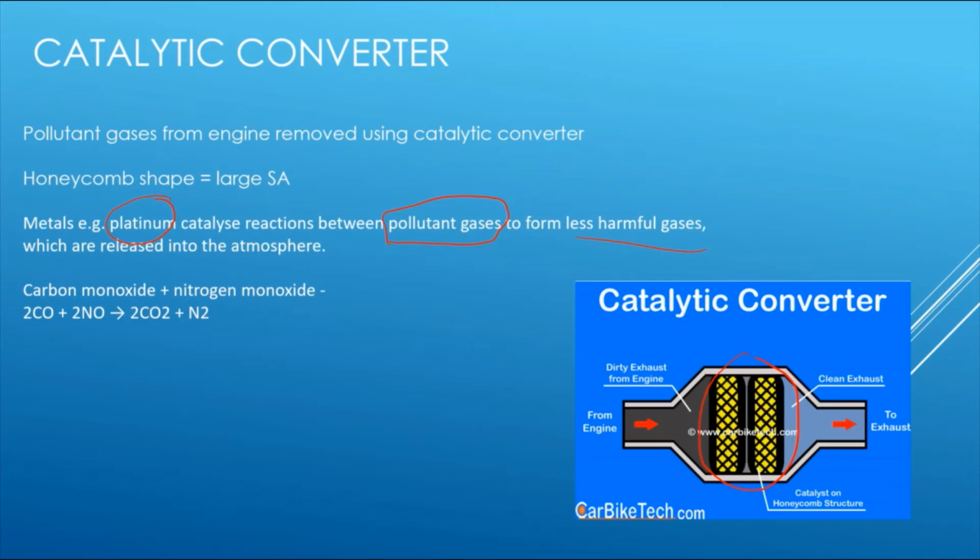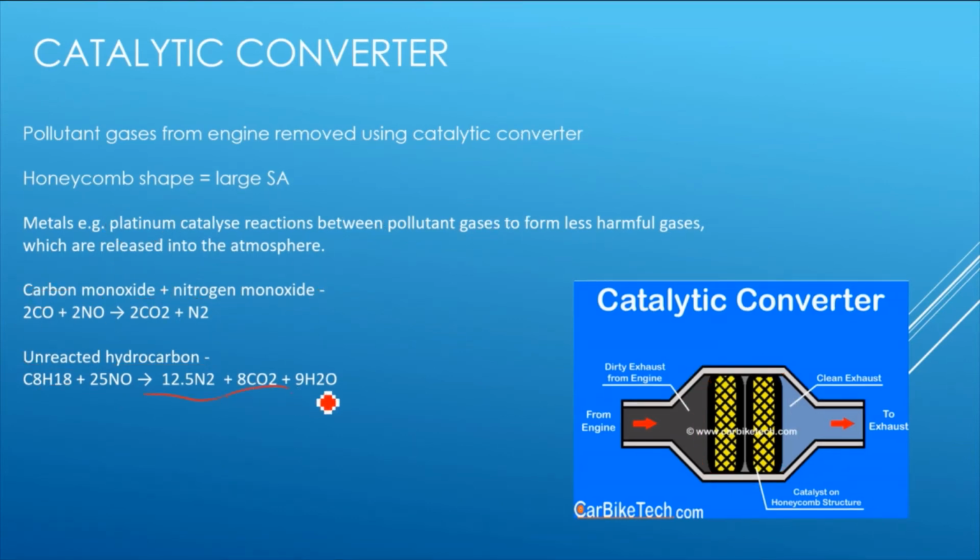So carbon monoxide plus, this is one of the reactions that occurs in the catalytic converter. Carbon monoxide, which is again a pollutant, reacts with nitrogen monoxide, which can cause acid rain. So these two harmful gases react to form carbon dioxide and nitrogen. Nitrogen is not harmful at all, and carbon dioxide is much less harmful than carbon monoxide and nitrogen oxide. And again, the unreacted hydrocarbon this time would react with the nitrogen oxide, forming nitrogen, carbon dioxide and water, which is much less harmful.